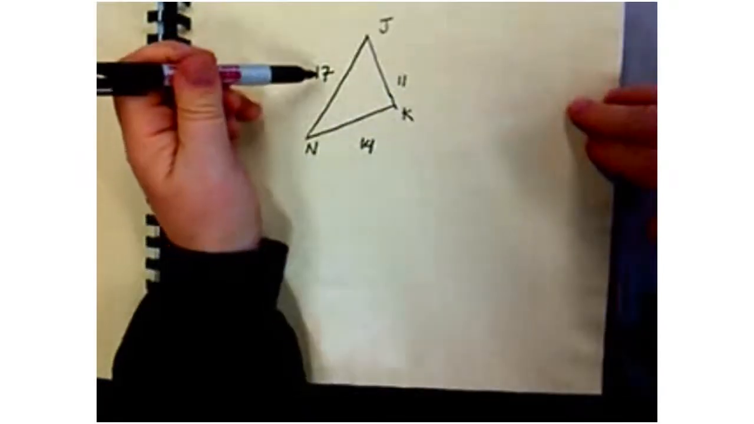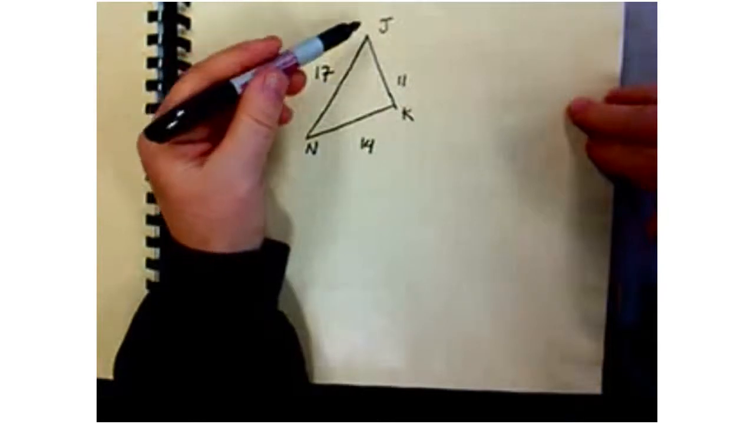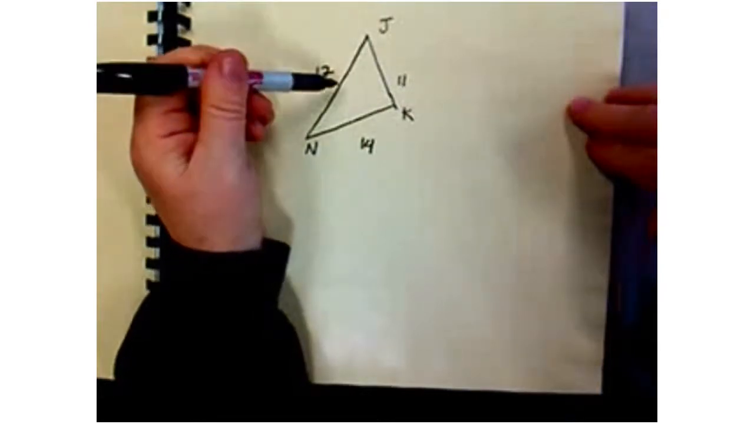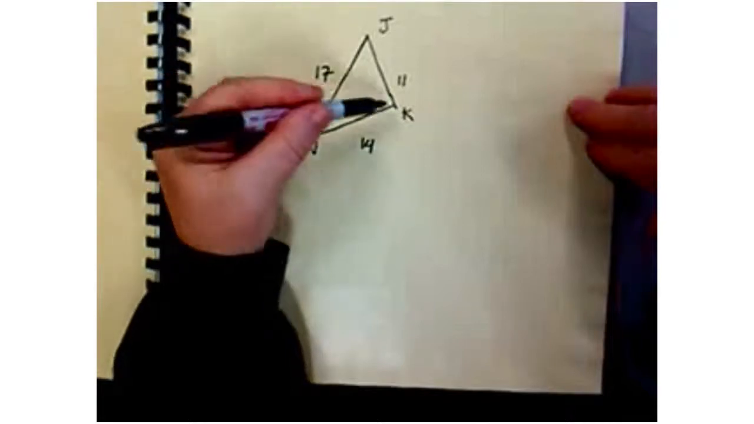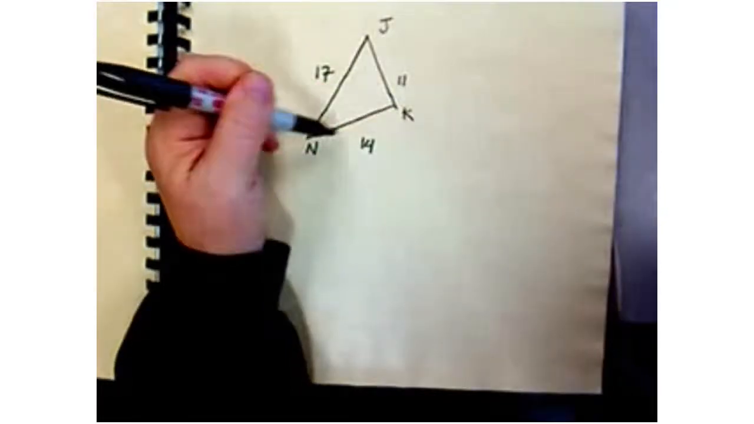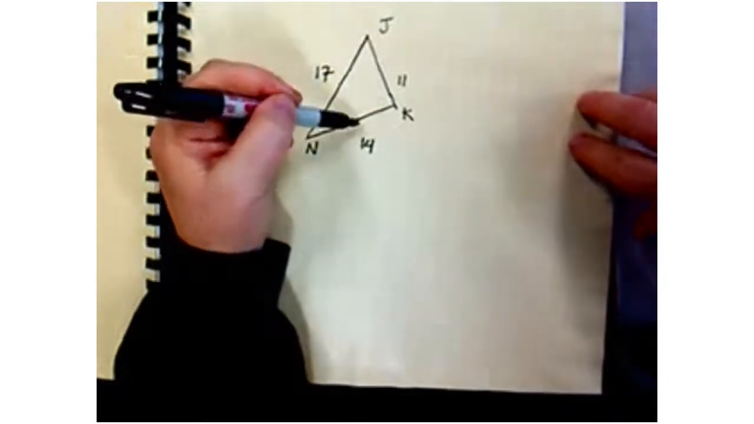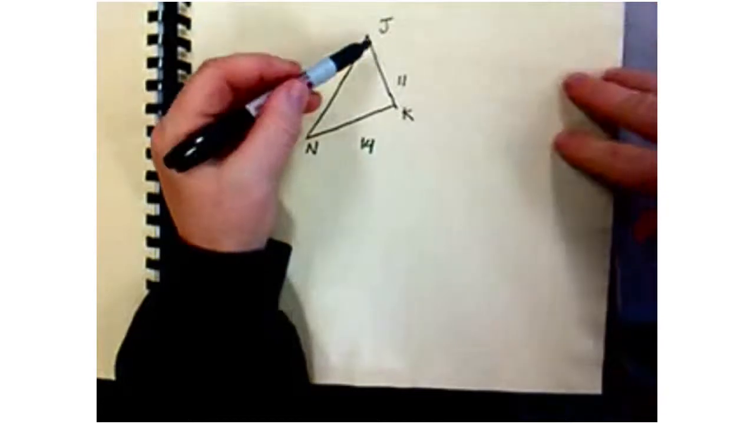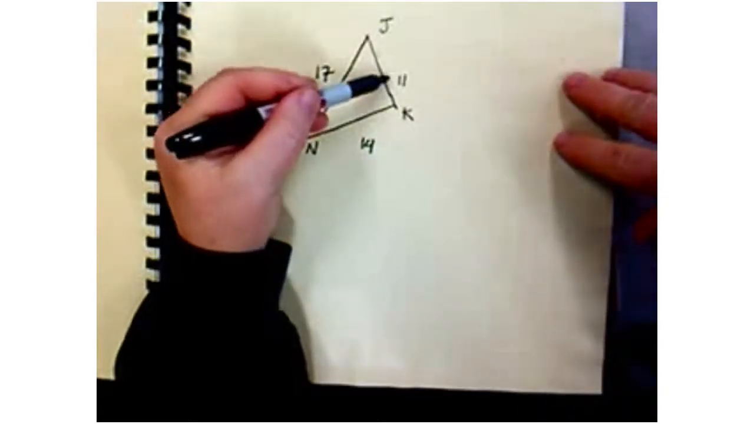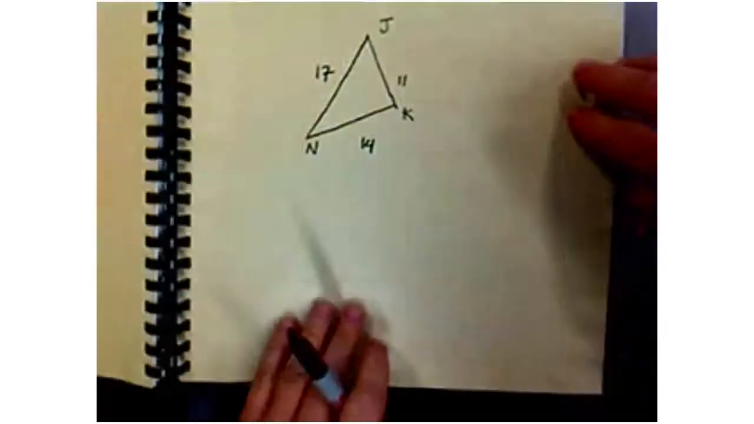So the largest side is 17, therefore the largest angle would be the angle opposite that. So on the left, JN, the angle opposite is K. So K would be the largest angle. The next side would be 14. That's NK or KN. The angle opposite NK is angle J. That would be the middle angle. And then finally your smallest side, JK, is 11. So the angle opposite 11 is angle N. That would be the smallest angle.